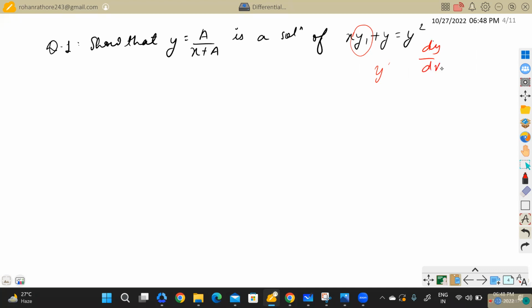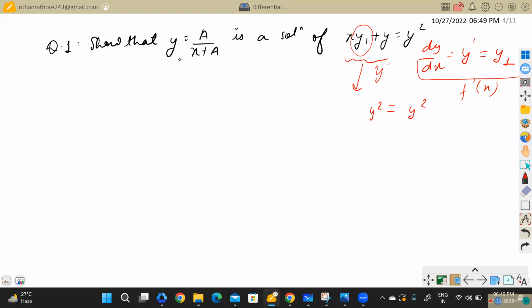First is dy by dx, second is y dash, and this can also be represented as y1. If it's a function, you can represent that as f dash x. So the first thing is you can substitute the value of y in this equation and the value of the first derivative to simplify the left hand side, and as we simplify further, we get y square equal to y square. So we say that this is the solution.